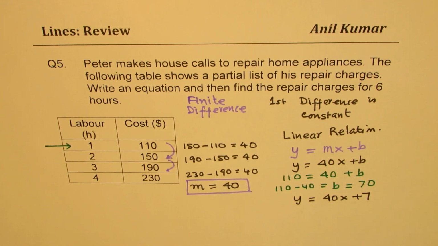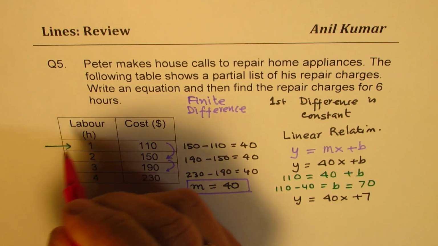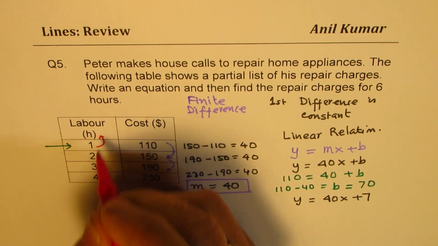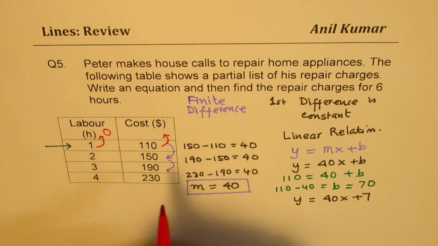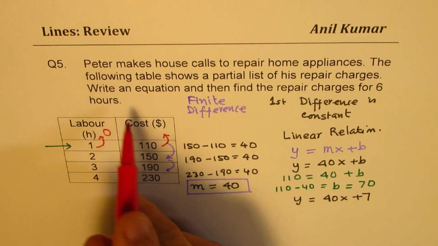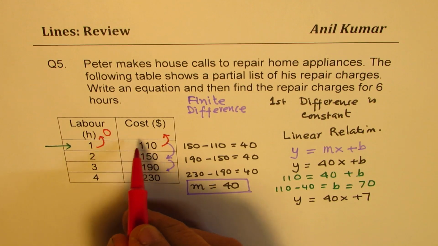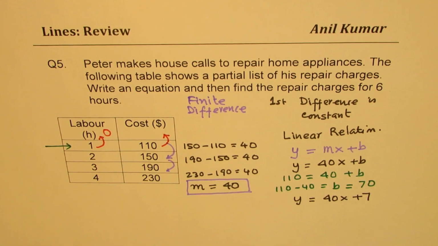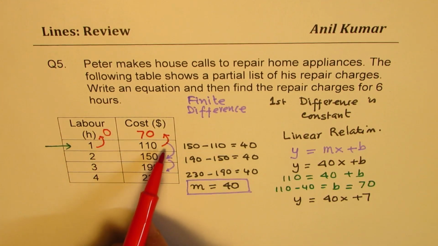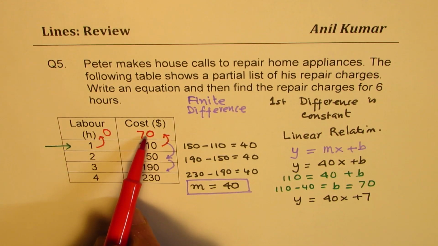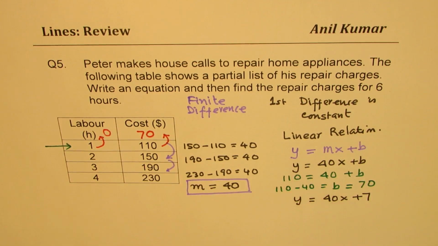Now some of you could have done something extraordinary. You can go back, so take away 40, correct? If I go back for 0 hours, how much will he charge? Peter will charge for coming there, right? Maybe he just comes and sees everything is fine, but he will charge you money. And that is going to be $70. So if you do that, you get the y-intercept directly. You don't have to do this calculation. That is kind of interesting, which some students can definitely do to get the equation.